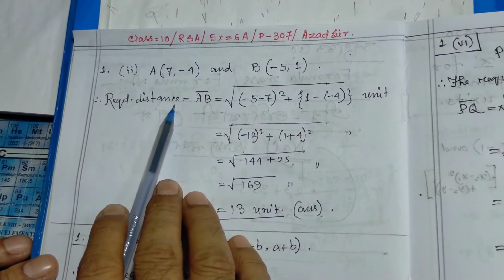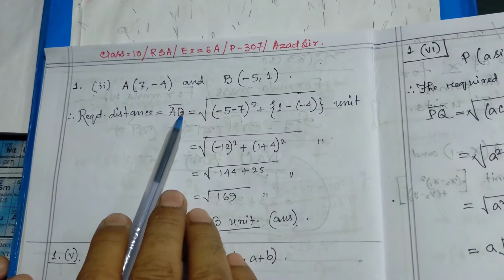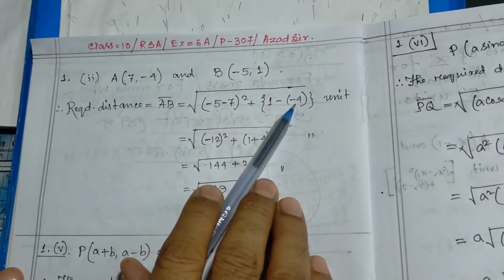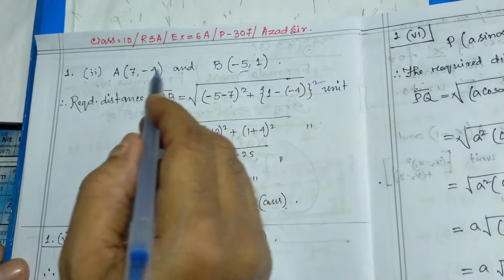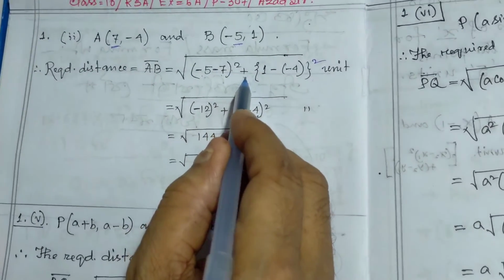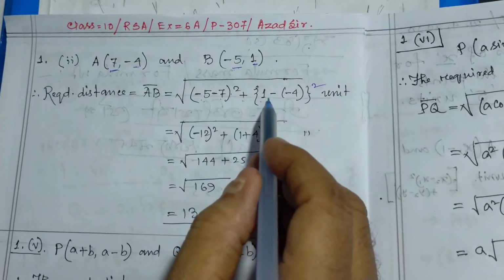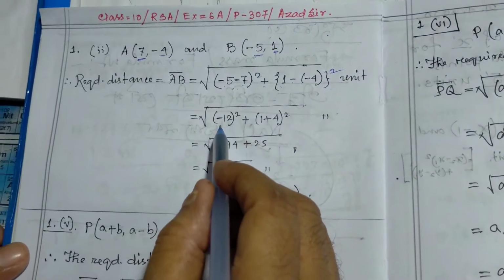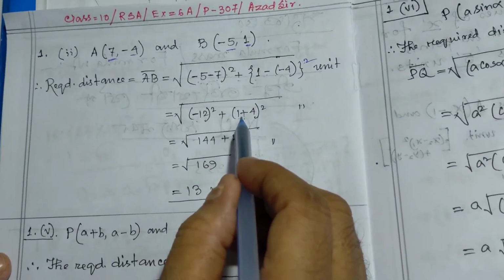Therefore, the required distance equals AB. AB equals, now remember the formula. The formula was x2 minus x1 whole square plus y2 minus y1 whole square. What is x2? x2 means this one. What is x1? Means 7. So, minus 5 minus 7 whole square plus y2 means this one, 1, and y1 means this one, minus 4. 1 minus minus 4 whole square. This one is minus 12 whole square, and here minus minus plus, that means this will be 5 whole square.